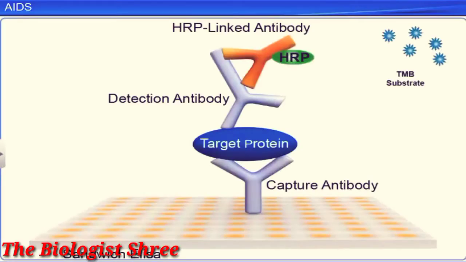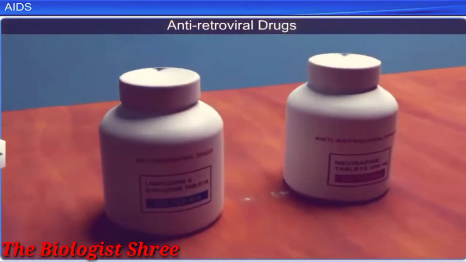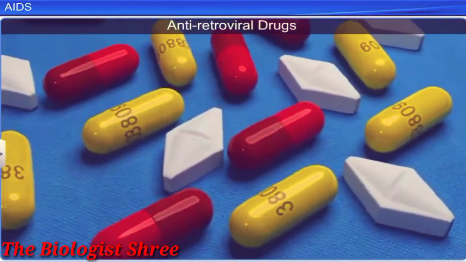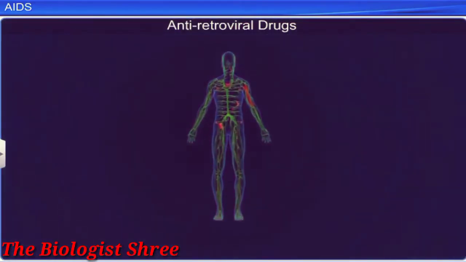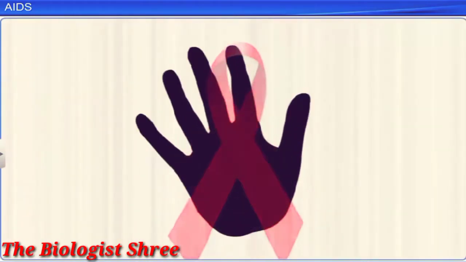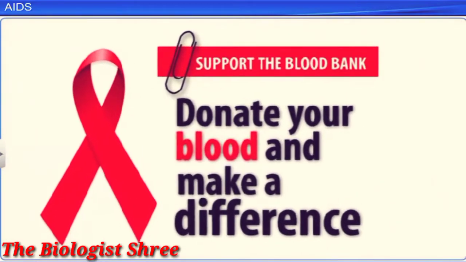The ELISA, or enzyme-linked immunosorbent assay test, is commonly used to diagnose AIDS, whereas antiretroviral drugs are used to treat AIDS. However, drugs can only prolong the life of an AIDS patient. Death is inevitable due to the gradual loss of immunity. Since AIDS has no cure, prevention is the key to keep it at bay.